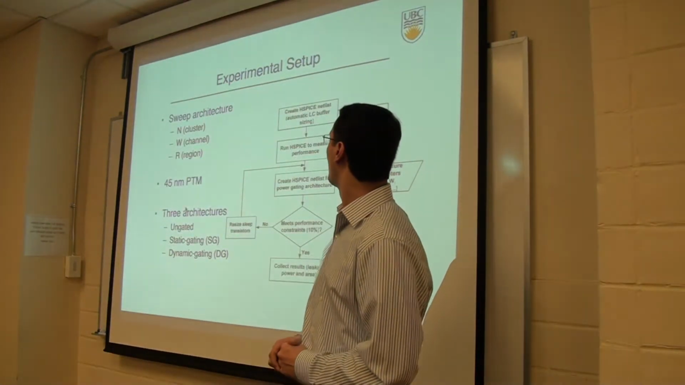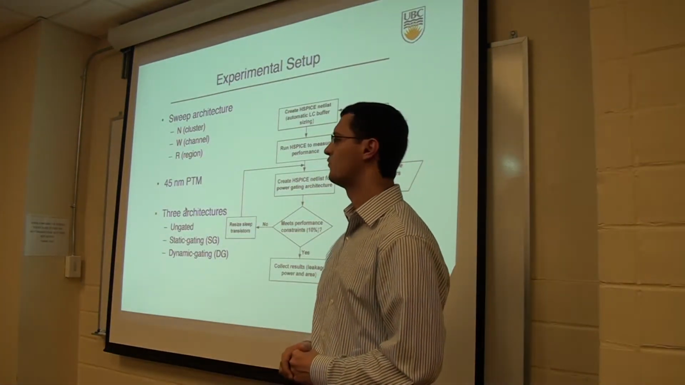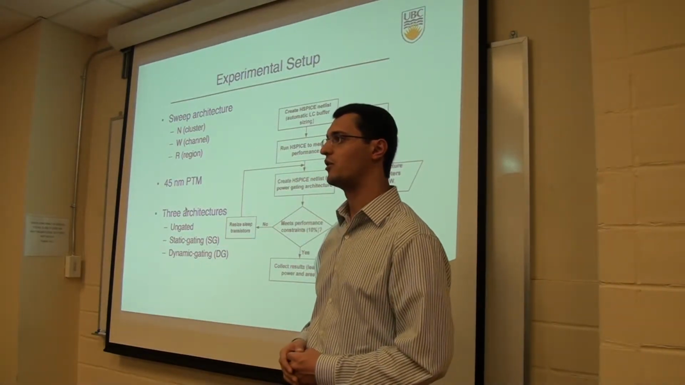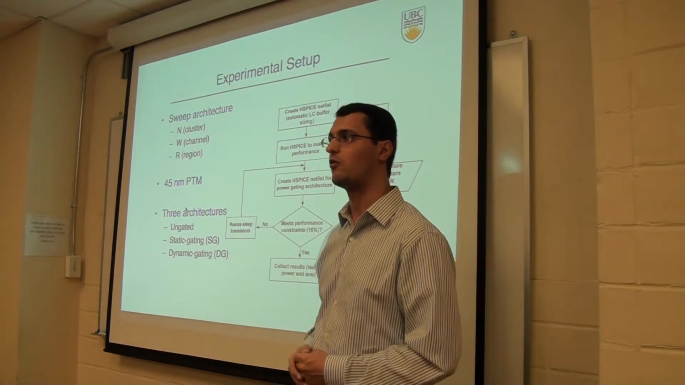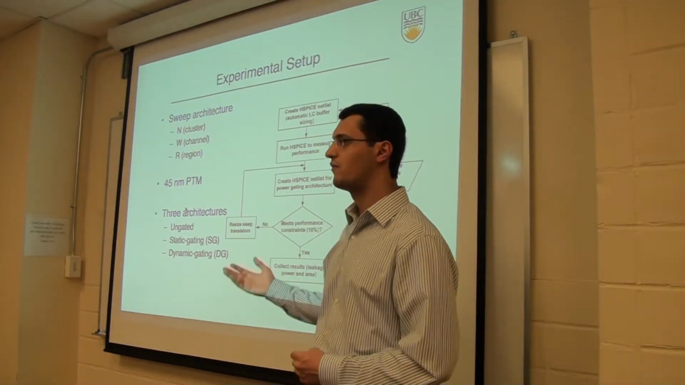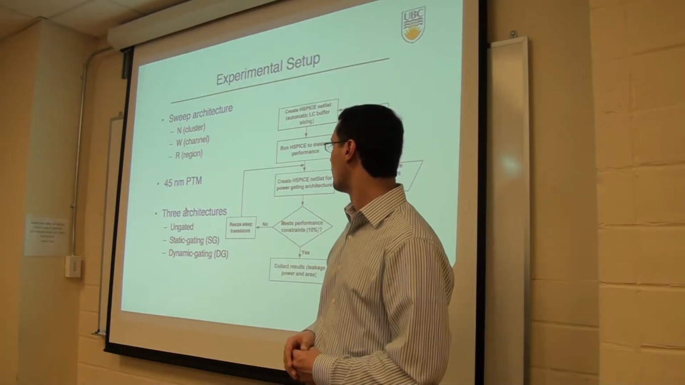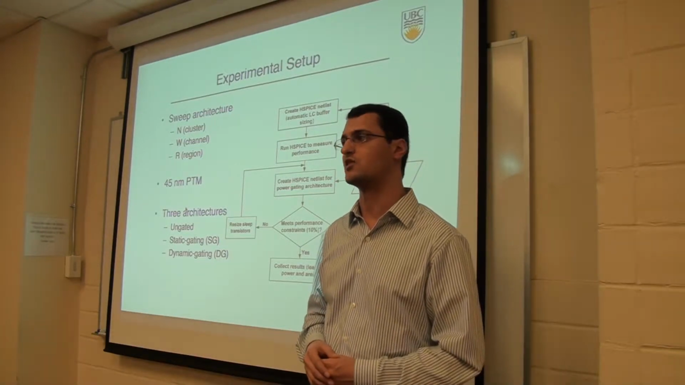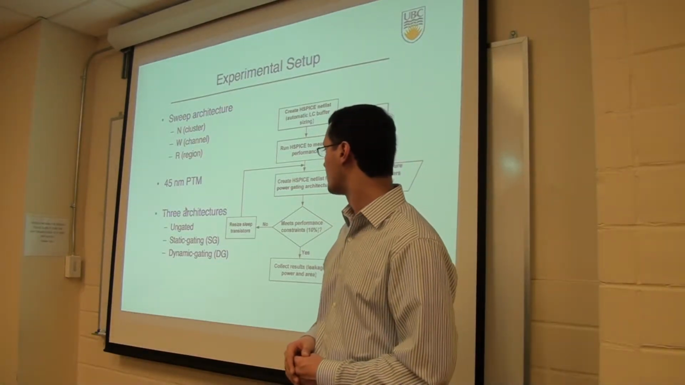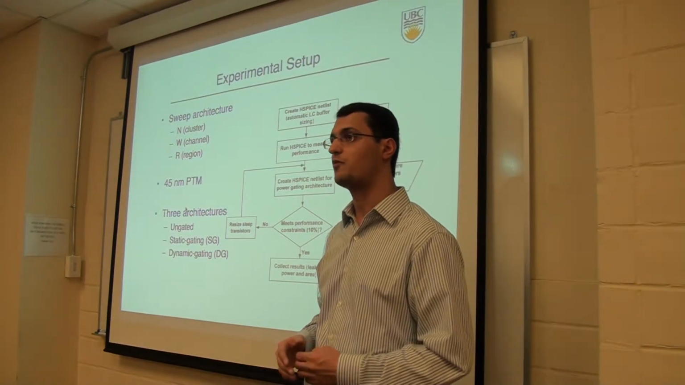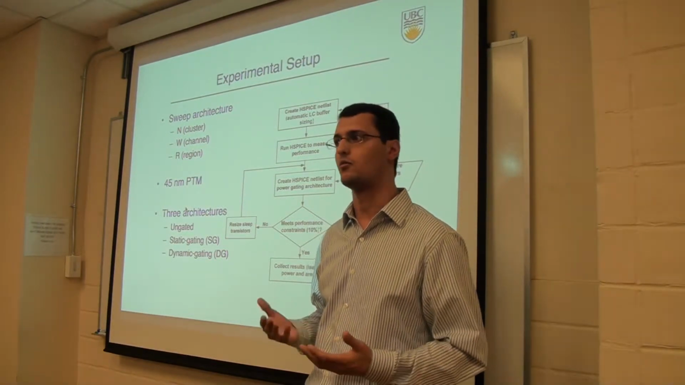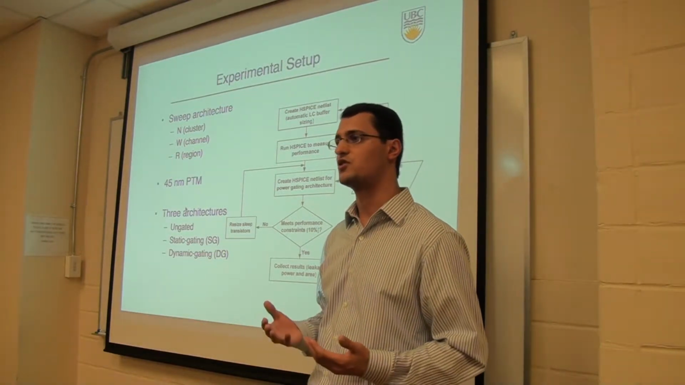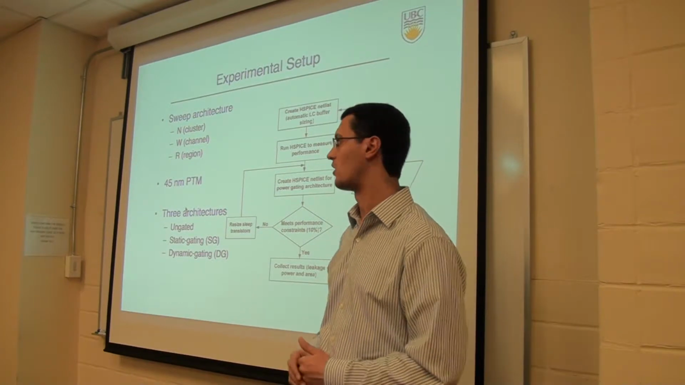So this shows our experimental setup. What we did basically, we swept some architecture parameters, such as cluster size, channel width, and the size for the regions in our architecture. And we used 45 nanometer technology. We assumed three architectures. Ungated architecture is the architecture with no power gating. It doesn't support power gating at all. Static gating is the architecture that supports power gating only at configuration time. There is no power control at runtime. And dynamic gating is our architecture, which supports dynamically turning things on and off at runtime.